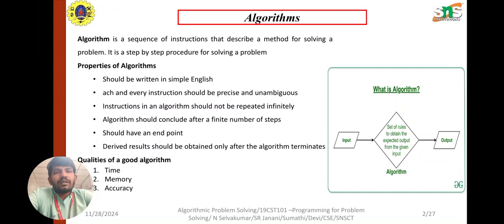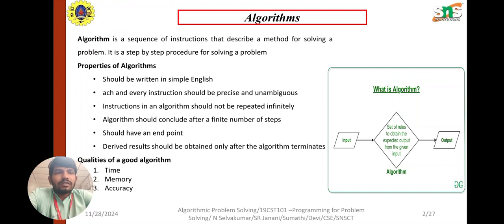So what are the properties of an algorithm? The algorithm should be written in simple English, and every instruction should be precise and unambiguous. The instructions in an algorithm should not be repeated infinitely, and the algorithm should conclude after a finite number of steps, and also it should have an endpoint. The derived results should be obtained only after the algorithm terminates.